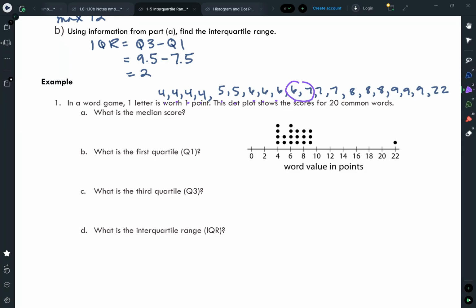And you could just do a quick check. There should be the same number below the ones I circled and above the ones I circled. So 1, 2, 3, 4, 5, 6, 7, 8, 9. 1, 2, 3, 4, 5, 6, 7, 8, 9. So there's 9 on both sides, so it must be the middle. So the middle of 6 and 7 is 6.5. That's my median.